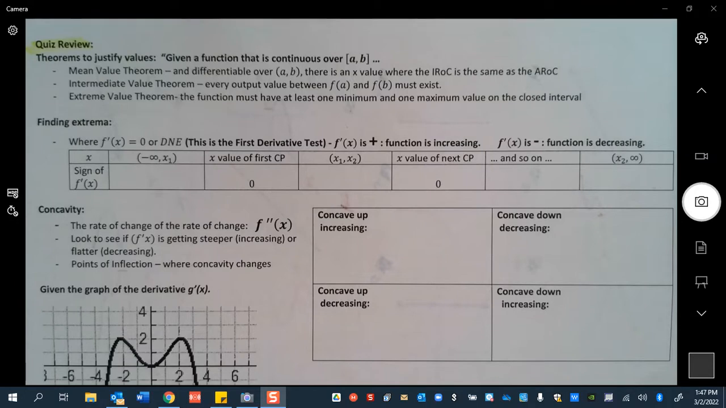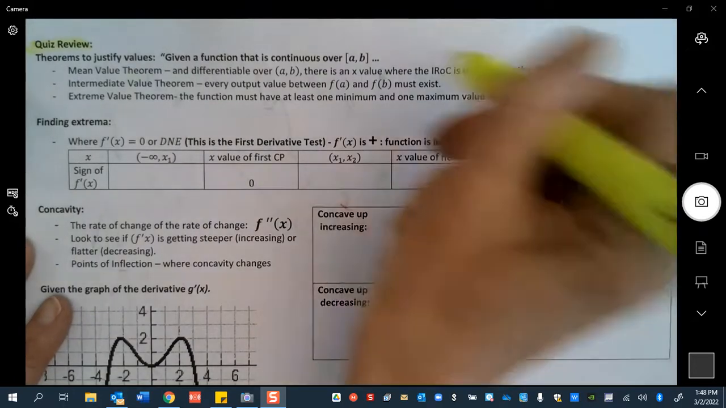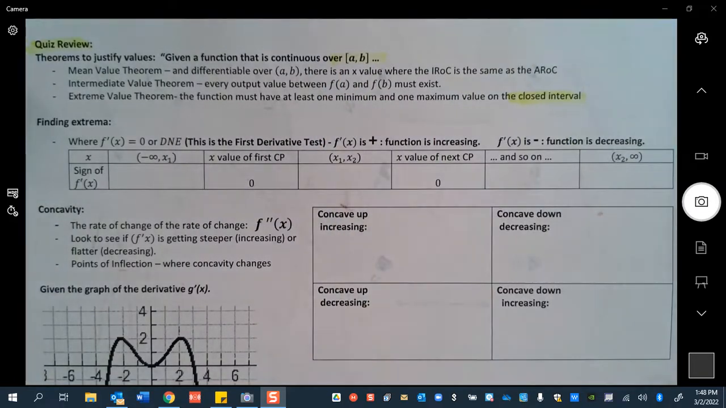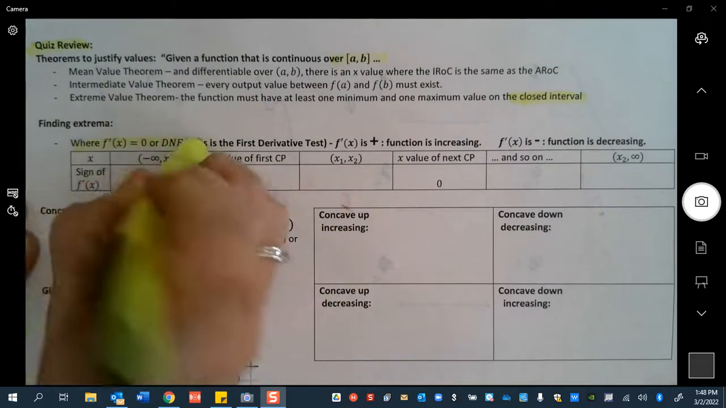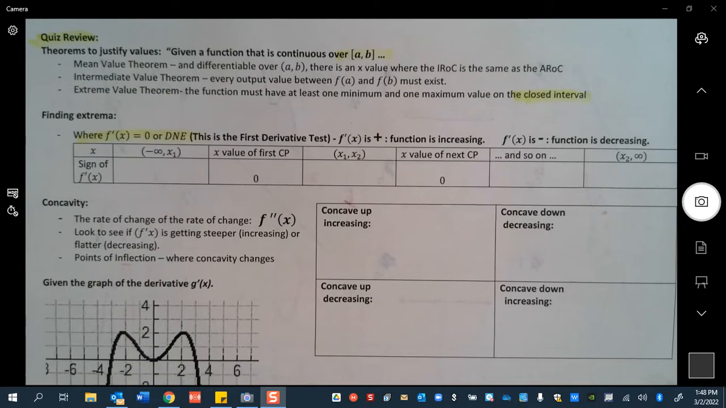What's on this quiz, when we talk about the extreme value theorem, is if you have a function that's continuous over this interval, there's got to be at least one high point and one low point on that closed interval. And that closed interval is where I'm talking about just between A and B. There's got to be at least one high, one low. When we find what those highs and lows are, we're looking at where does our derivative equal 0, or where does it not exist?